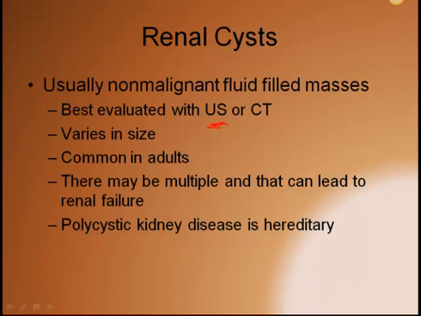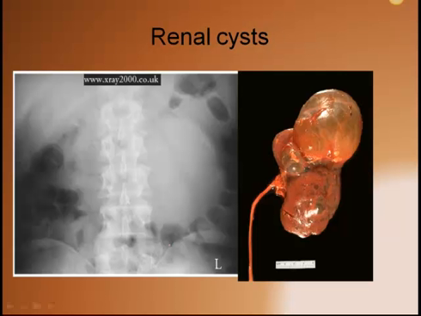They vary in size. They can be quite big. They can be multiples. The biggest problem you have to worry about with multiples is the hereditary disease called polycystic disease. This unfortunately can lead to renal failure. Now, this is not the common garden variety renal cyst. These cysts are really, really in bad shape.